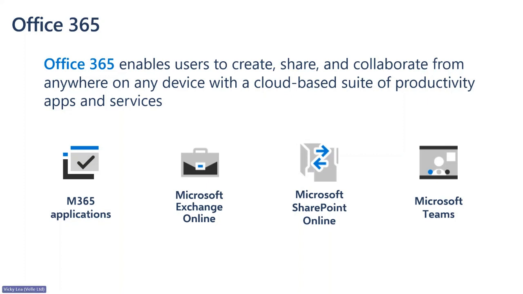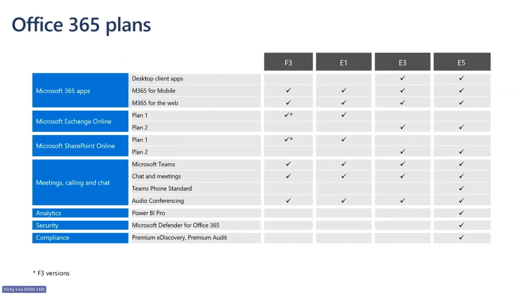Now, all of these elements can be licensed individually. It's absolutely possible to just buy the Microsoft 365 applications, to just buy Teams, to just buy Exchange Online. So remember, there's always flexibility here that as an organization, as a customer, you can choose what individual elements that you want to license. But again, we do have Office 365 plans.